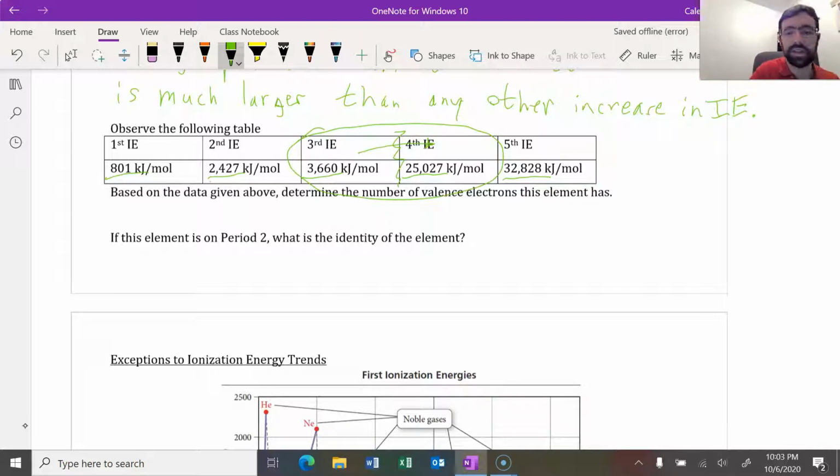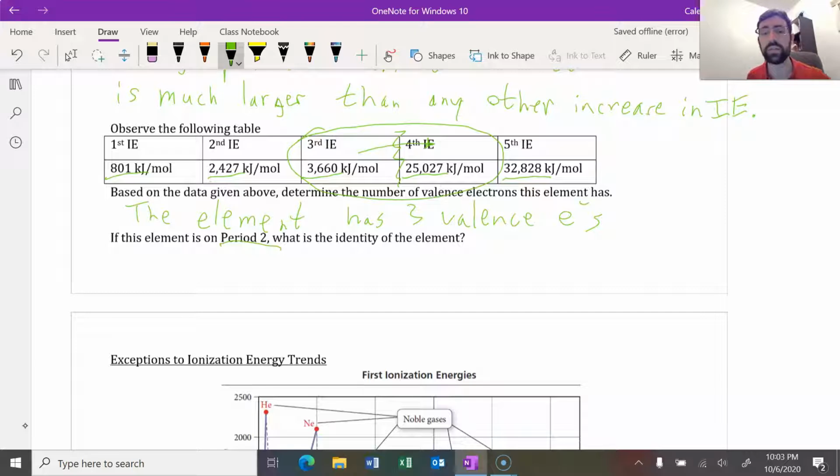Based on this data, we could say that the element has 3 valence electrons. The 4th electron took a lot more energy to remove, so it is not a valence electron, it is a core electron. If this element is in period 2, what's the identity?